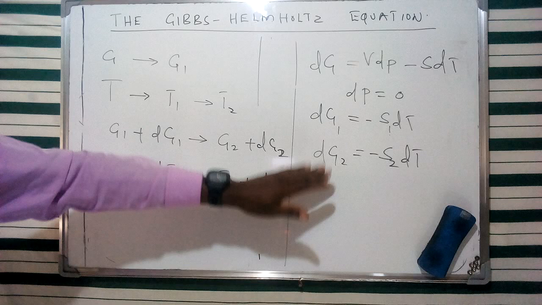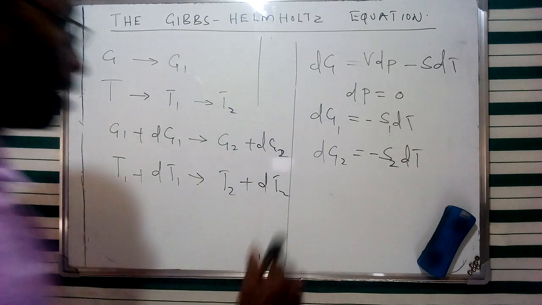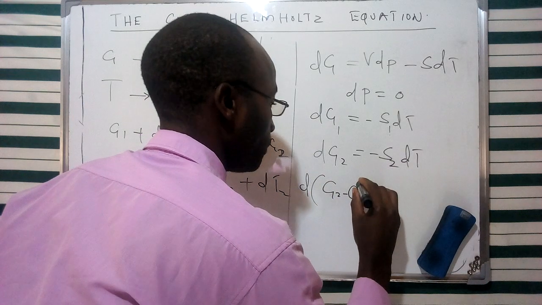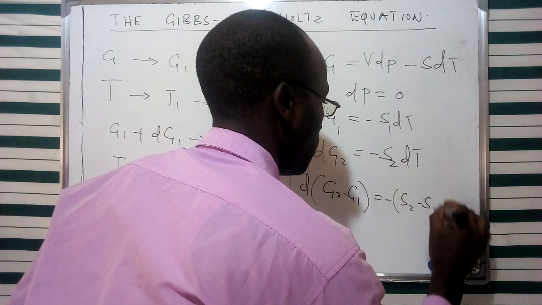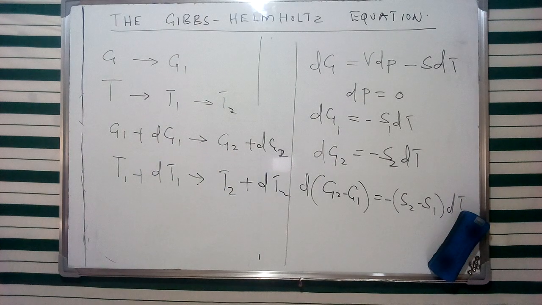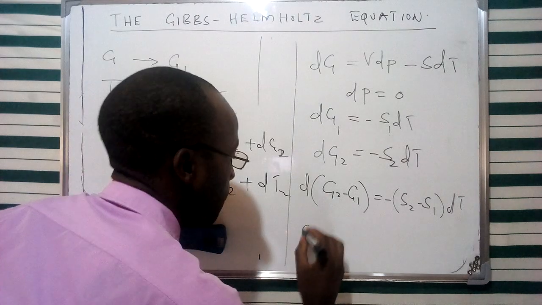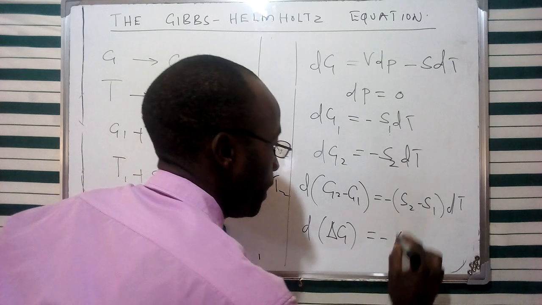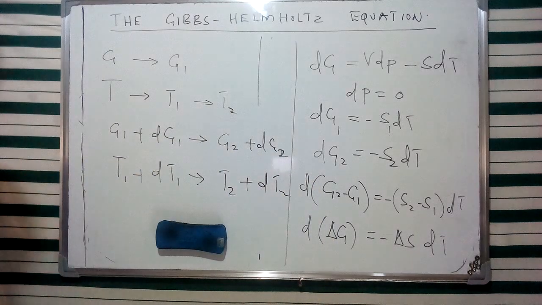Therefore, from these two states, we can describe the relationship between the first and the second state of this energy using the general equation dG2 minus G1, given as negative S2 minus S1 dT, using that specific relationship. Therefore, this is going to give us a general implication of this particular equation as delta G, which is the change in Gibbs energy, minus delta S, of course, dT, given as such.